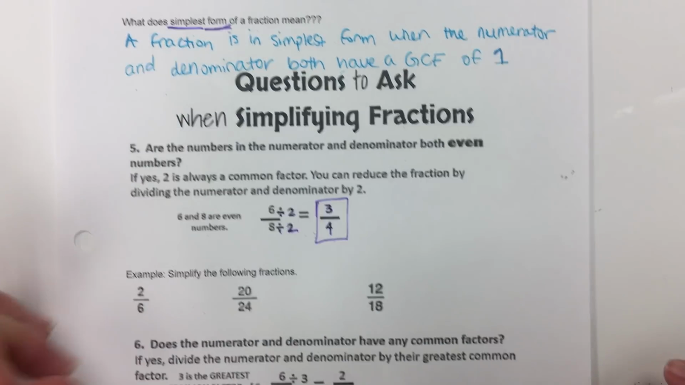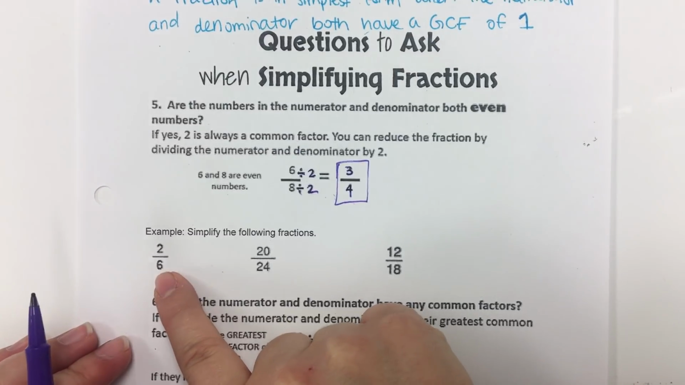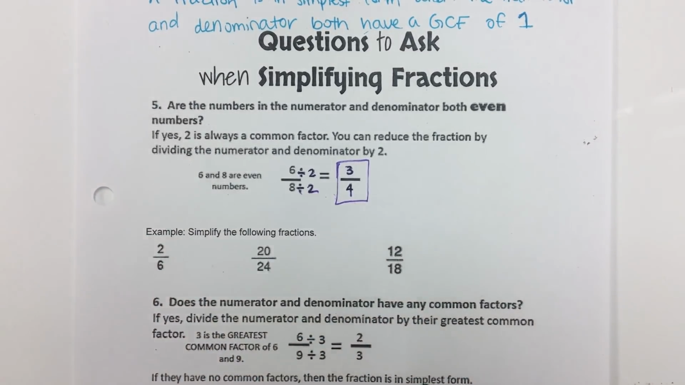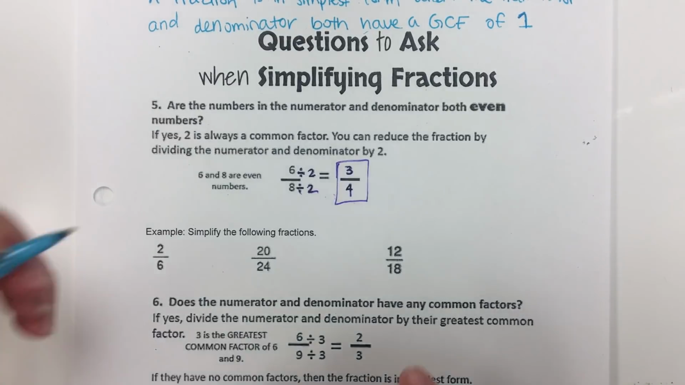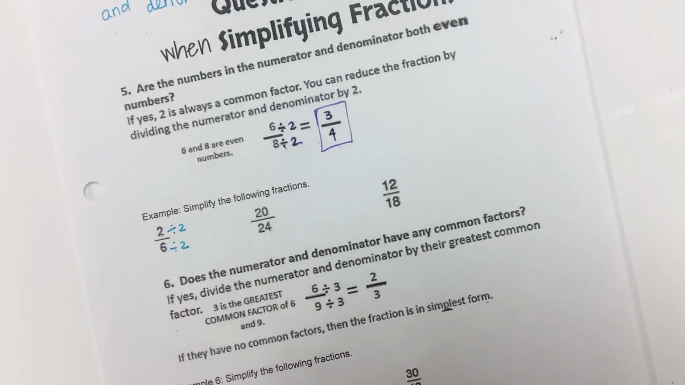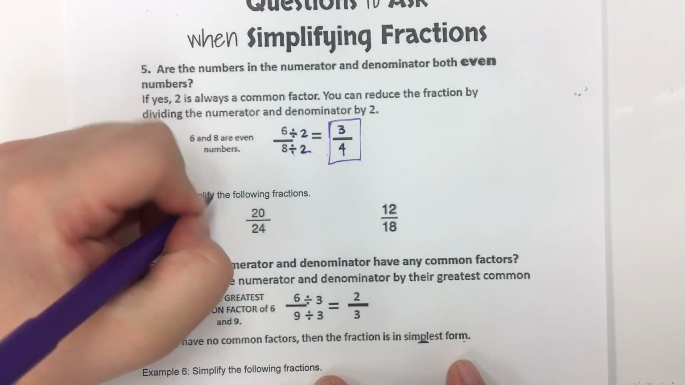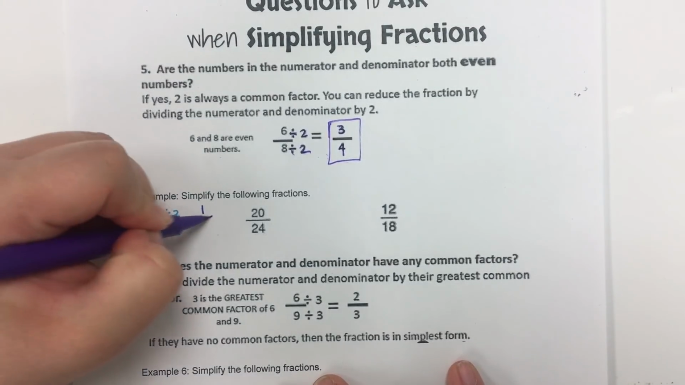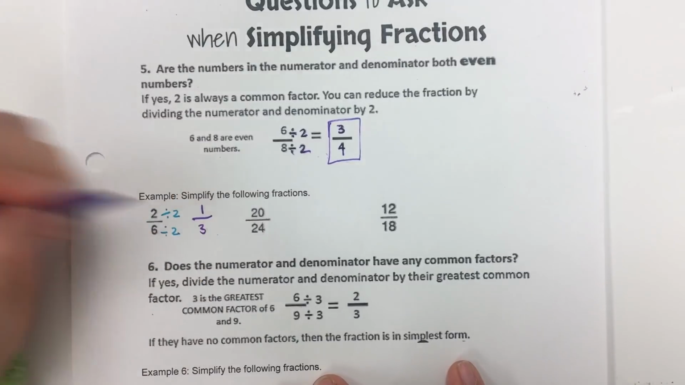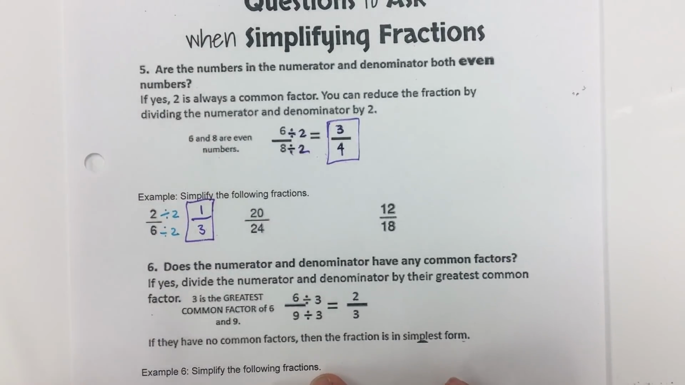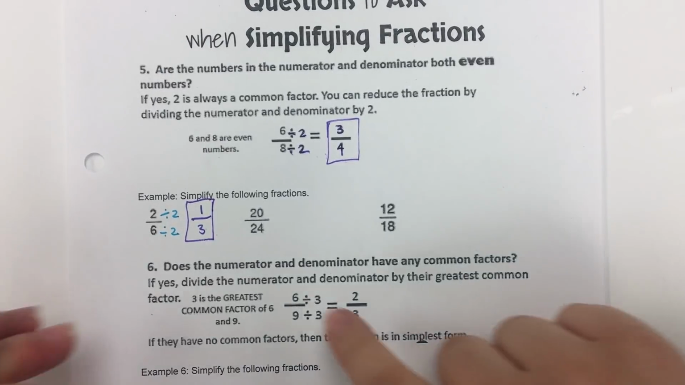Now, we're gonna go ahead and try one together. We're gonna try this one right here, 2/6. Again, 2 and 6 are both even numbers, so we can go ahead and divide them both by 2. 2 divided by 2 is going to equal 1 as the numerator. 6 divided by 2 is gonna equal 3 as the denominator. And there we go, we have a simplified fraction.